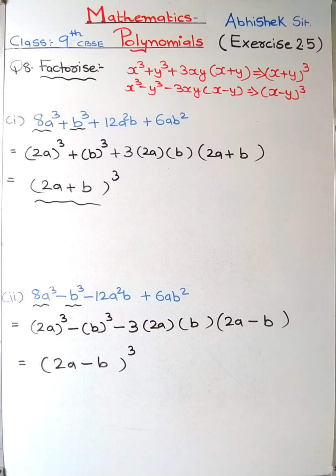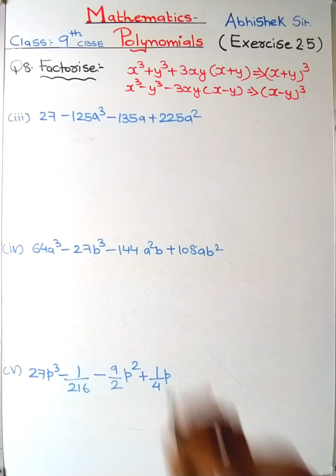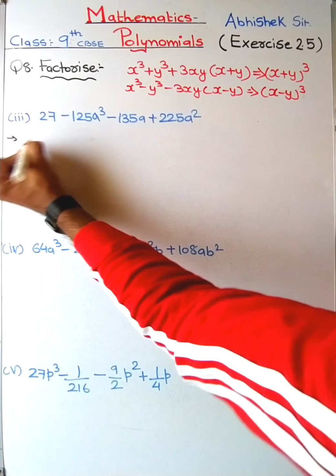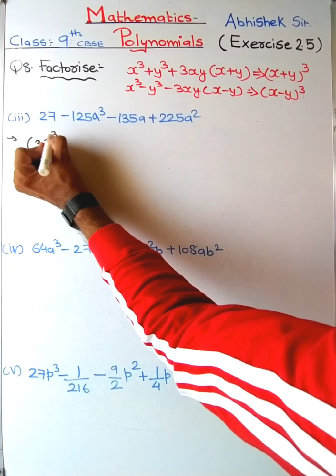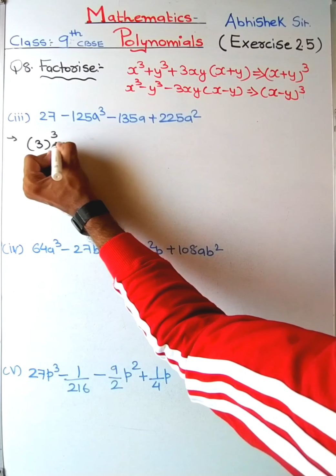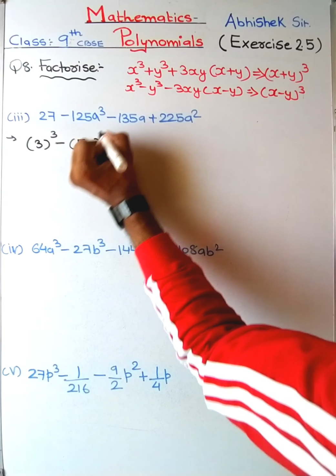Moving on to question number 3. Following the same trick that we used in questions 1 and 2, let us solve these three questions as well. Now find out whose cube is 27, that is 3's cube. So write 27 as 3 cube minus 125, which is 5, and a cube is a, so 5a cube.